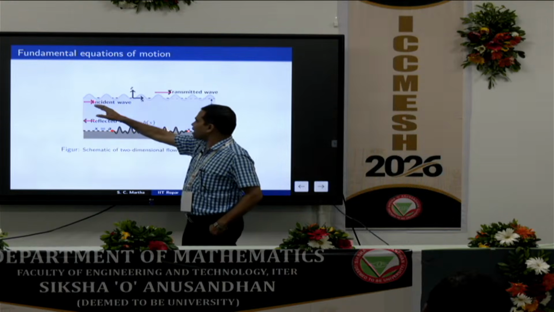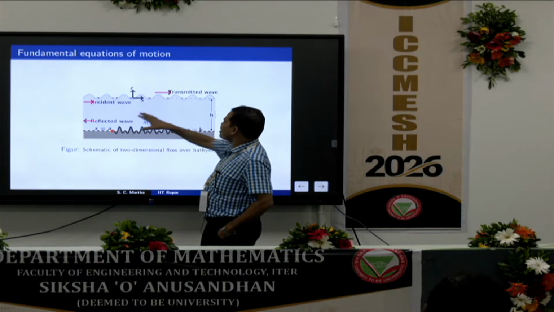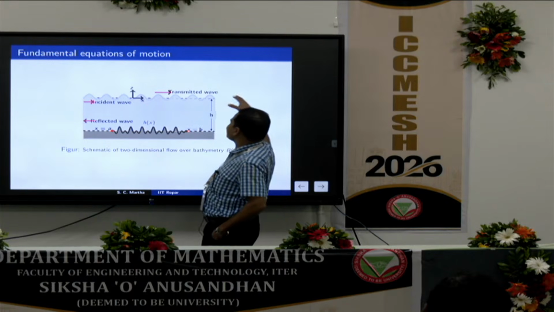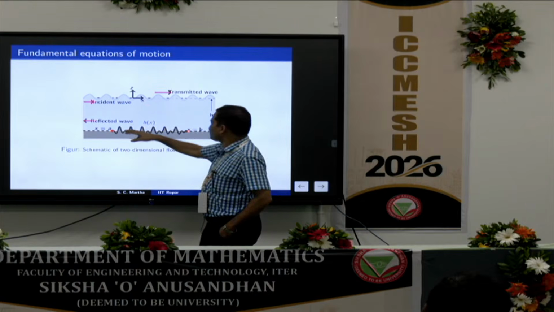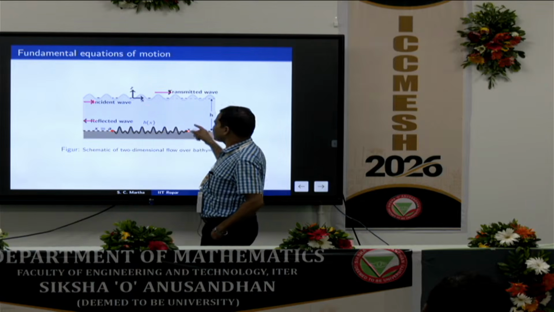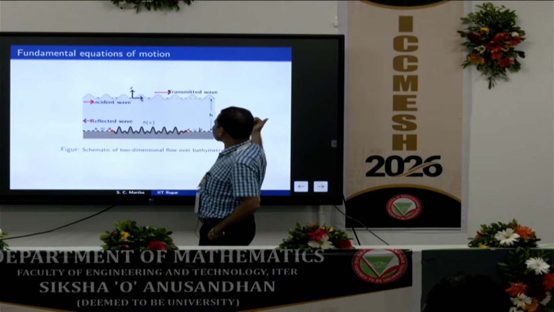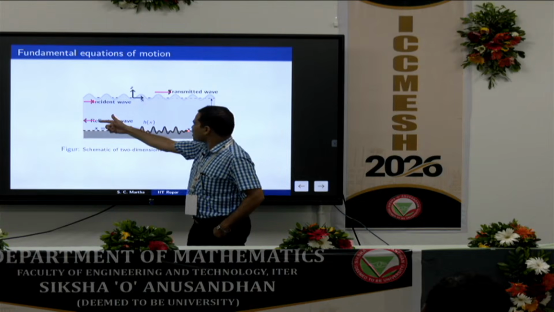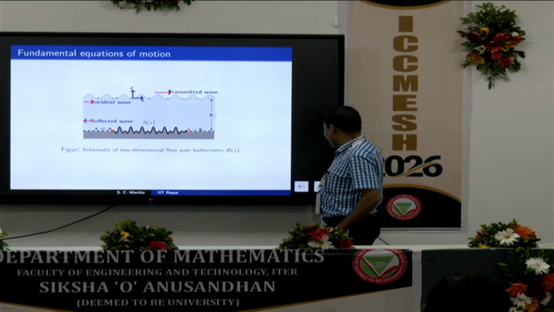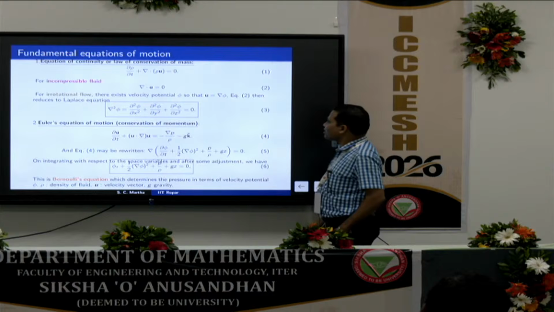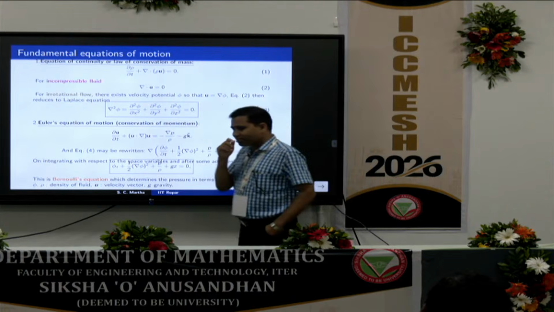So, as you have seen, suppose you have water in the ocean and you have a surface wave, and suppose the bed has a structure like this, and the wave comes and propagates over this, so that it is reflected and transmitted over this topography. Now you may see what the concerned equations are.